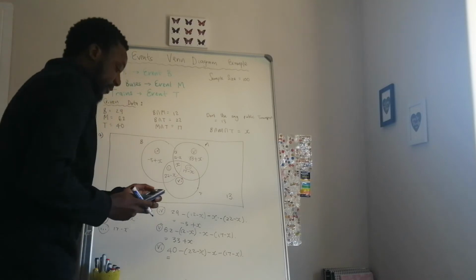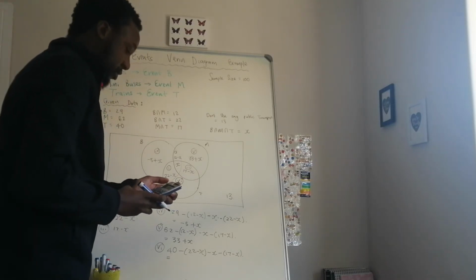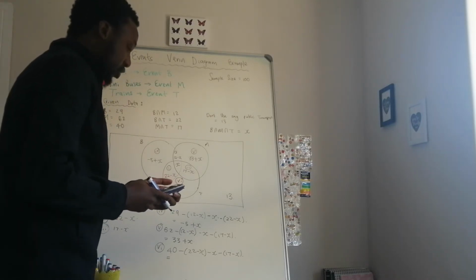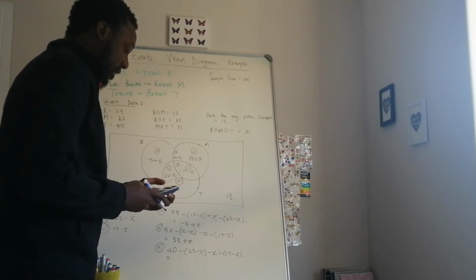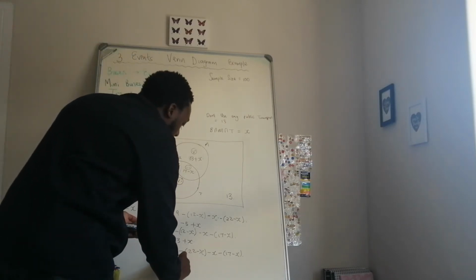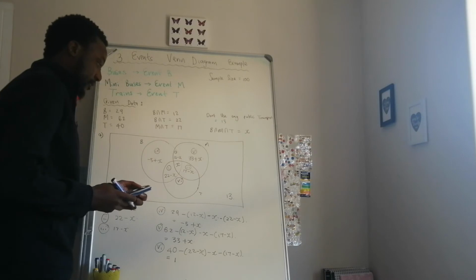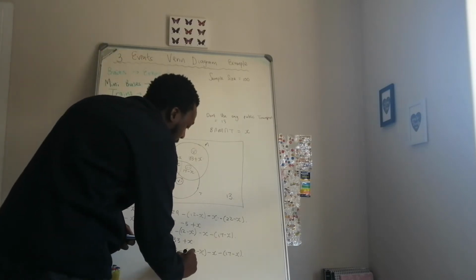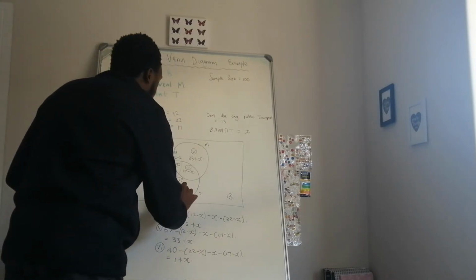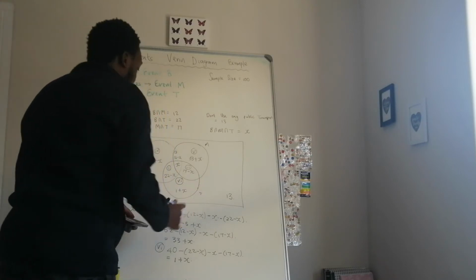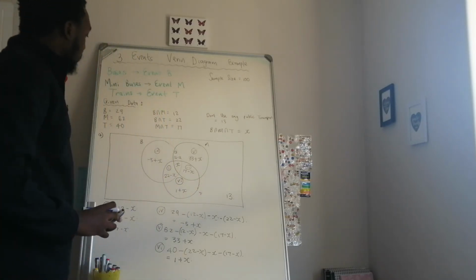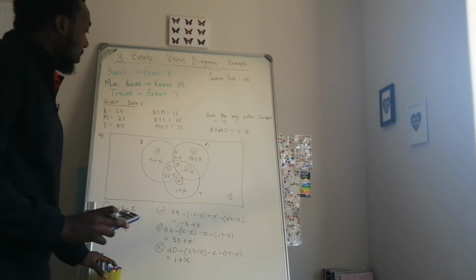And what do we get? 40 minus 22 minus 70. I get 1. So it's basically 1 plus x. So there we go. We kind of answered the first question.